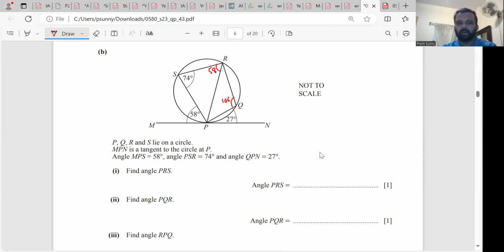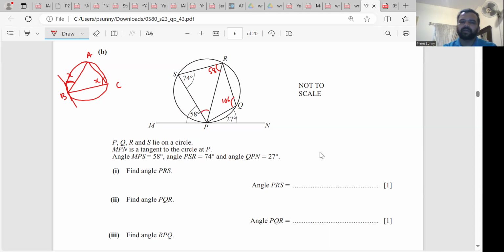The reason is the alternate segment theorem. If we have a circle, and a triangle inside that circle, and then we have a tangent, let's label this triangle as ABC. The angle made between the tangent and a side, here the angle made between the tangent and the side AB, will be the same as angle C. So that is why 58, and here also this will become 58.